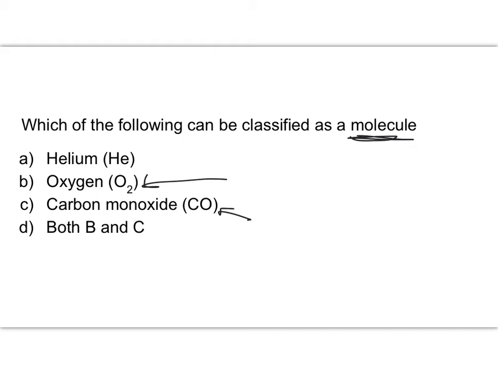So oxygen, O2, is a molecule made up of 2 oxygen atoms, and then carbon monoxide is a molecule made of a carbon and an oxygen bonded together. So the correct answer here is B and C.